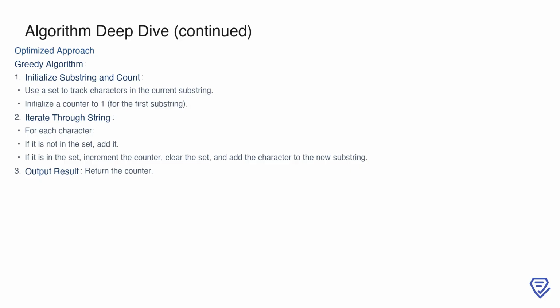We begin by initializing a set to track characters in the current substring and a counter set to 1, representing the first substring. Iterating through the string, each character is processed in turn. If the character is not in the set, it is added. However, if the character is already present in the set, the counter is incremented, the set is cleared to signify the start of a new substring, and the character is added to this new substring. This ensures that each substring remains unique while minimizing the number of substrings. At the end, the counter is returned as it represents the total number of substrings formed.